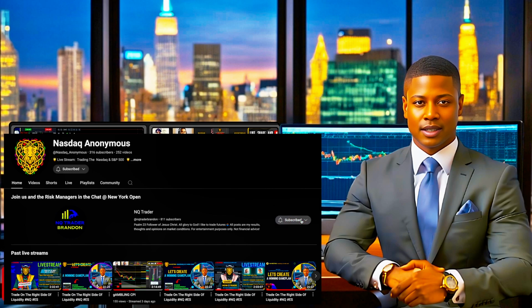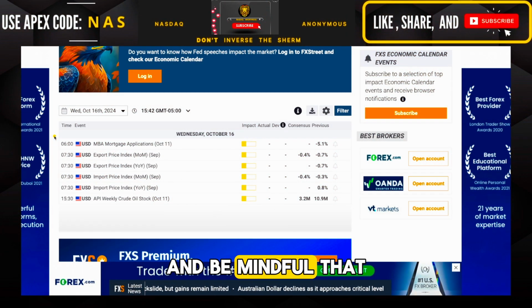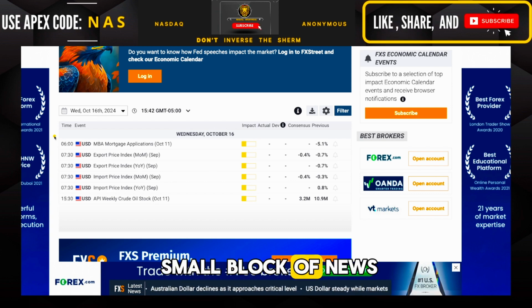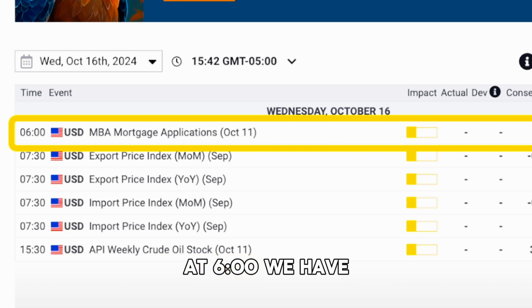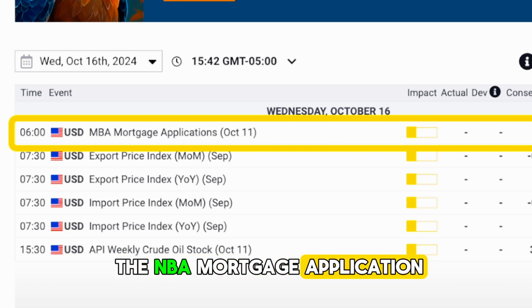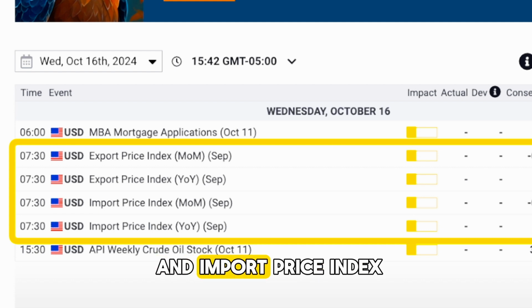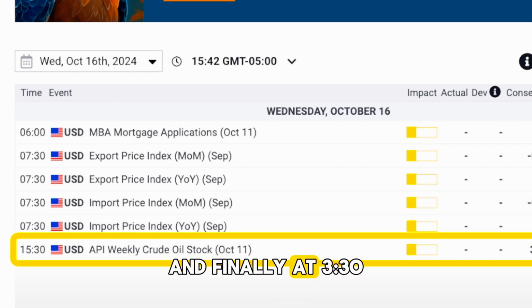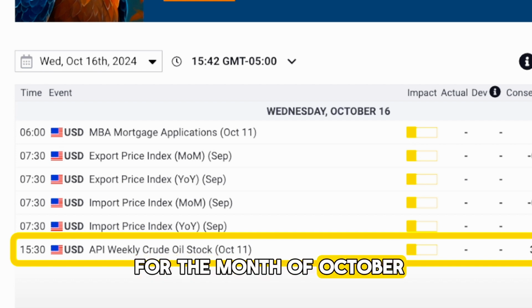With that said, let's jump into the charts now. This is tomorrow's data, and be mindful that all times are in Central Time. We have a small block of news scheduled for tomorrow. At 6 o'clock, we have the MBA mortgage applications for the month of October. At 7:30, we have the export and import price index for the month of September. And finally, at 3:30, we have the API weekly crude oil stock for the month of October.